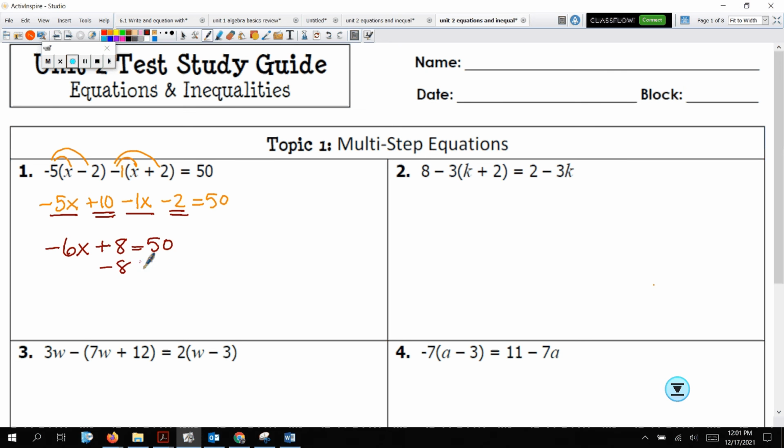Now I subtract 8 from both sides. Negative 6x equals 42. Divide by negative 6. And x is equal to negative 7. There's your solution. You can always plug it back in and see if it's true if you want to. All right, that's topic 1. Topic 2.